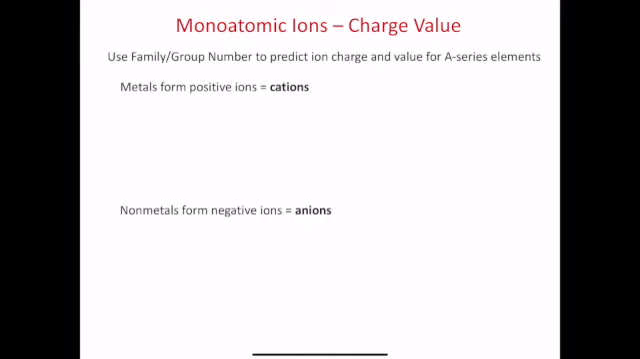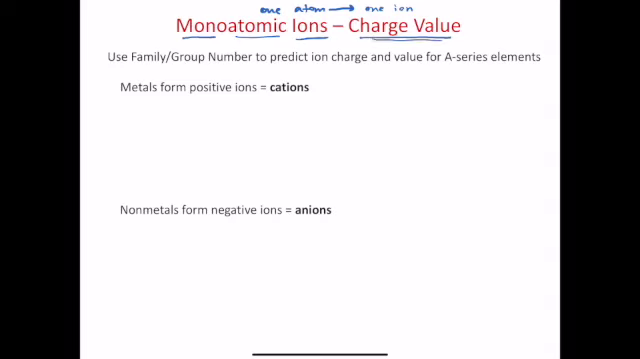Start with ionic compounds, which are made out of ions. And the simplest ions are monoatomic ions. So this is when one atom forms one ion. Okay, so a single atom forms a single ion, and we can predict the charge value, if it's going to be a positive or negative ion, and if it's going to be +1, +2, or +3, or -1, -2, or -3. That's called the charge value.